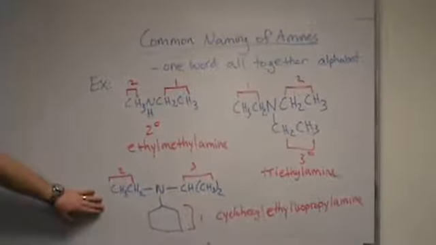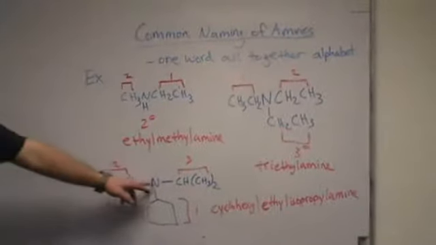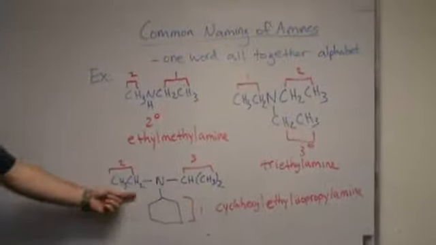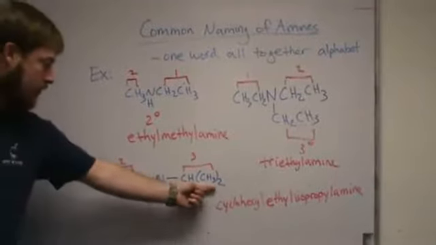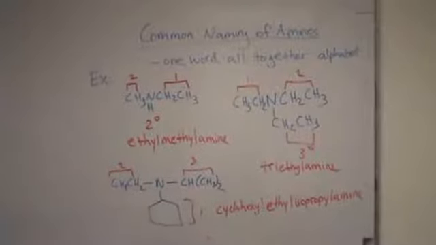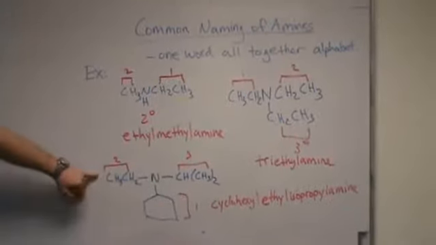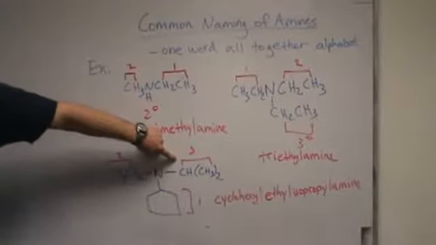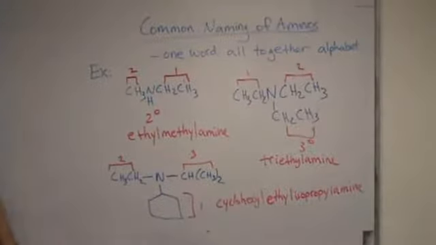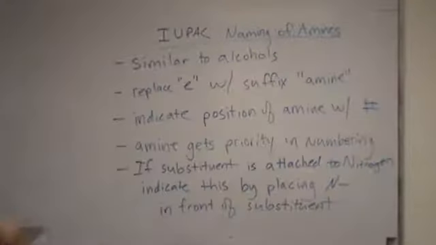The last example on the bottom, this one looks difficult, but it's really not bad. This nitrogen, or this amine, has got one alkyl group here, one here, and one here. The numbers I put for alphabetical. Okay, this is a cyclohexyl substituent. This is ethyl. Expand this out, you'll see it's isopropyl. So it'd be named cyclohexyl ethyl isopropyl amine.